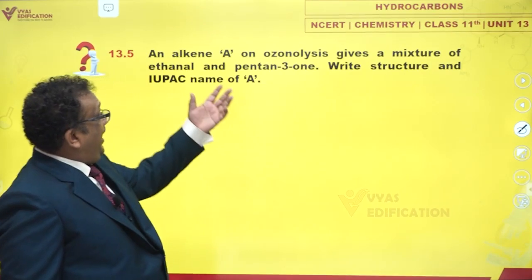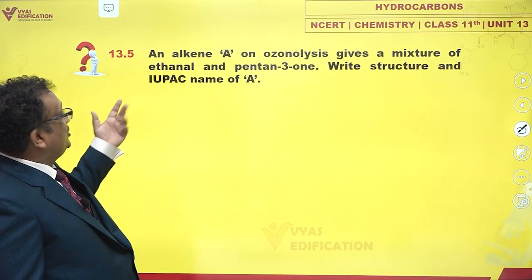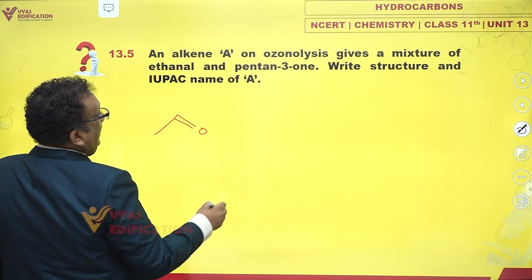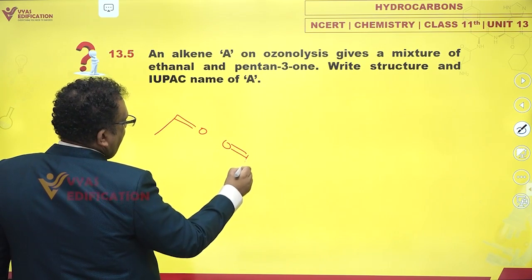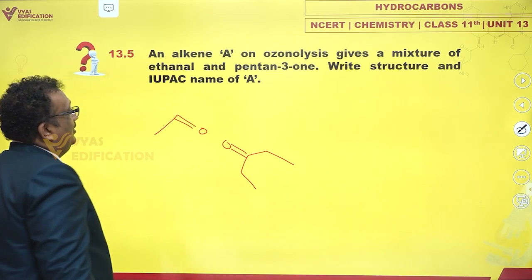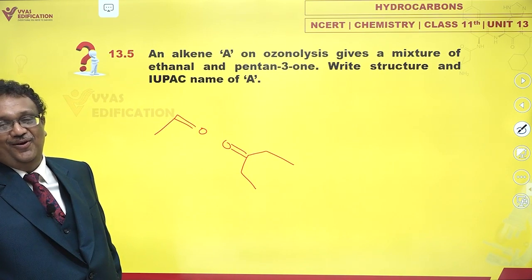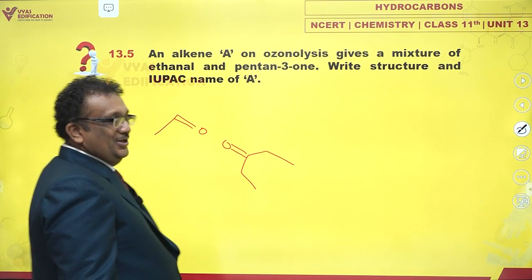An alkene A on ozonolysis gives a mixture of ethanal and pentan-3-one. Write the structure and IUPAC name of A. How sweet, how emotional, how stupid actually.